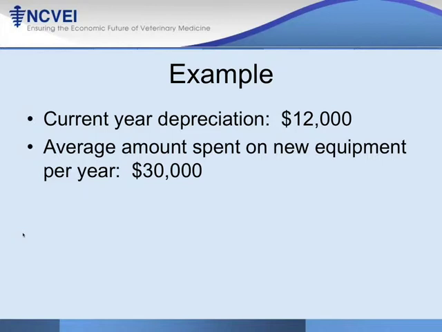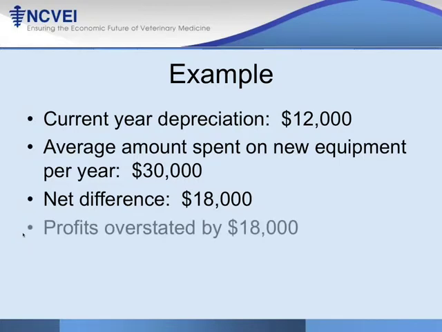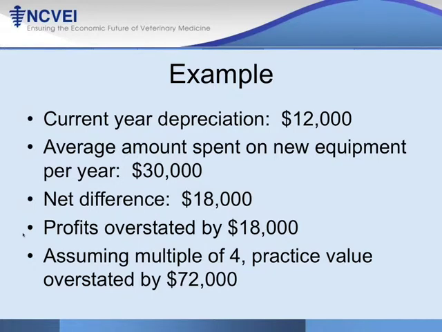So in this example, there's about an $18,000 difference between current year depreciation and the average amount the practice spends each year on new equipment. That means that the profits, if you just looked at the tax return, would be overstated by $18,000, and the practice value would be overstated by $72,000.